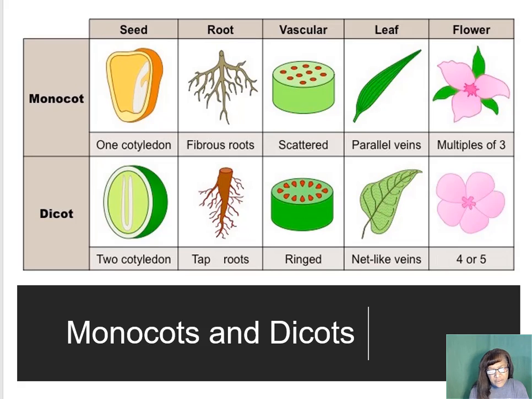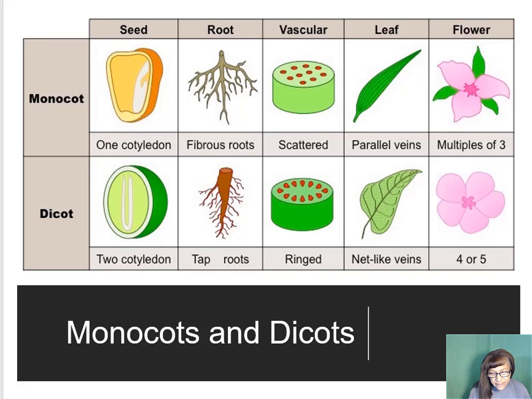Monocots, their seeds have one cotyledon. If you follow my cursor here, you can see what I'm talking about. And in dicots, di means two, they have two cotyledons, as you can see here. When we take a look at the roots, monocots have fibrous roots, and dicots have these tap roots. When we look at the vascular system, in monocots, the vascular system is more scattered, and in dicots, it's more ringed.